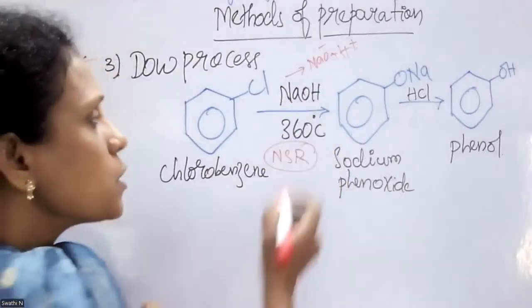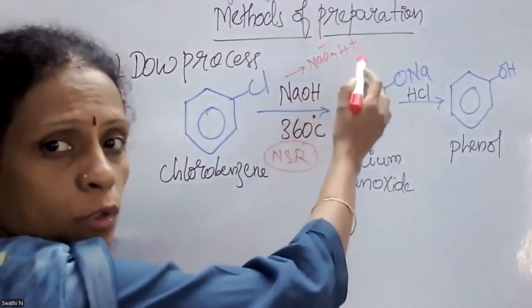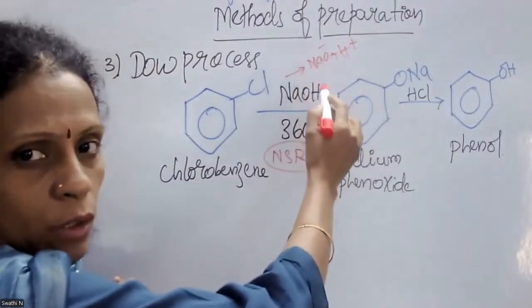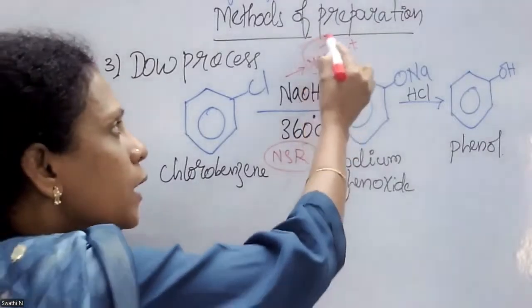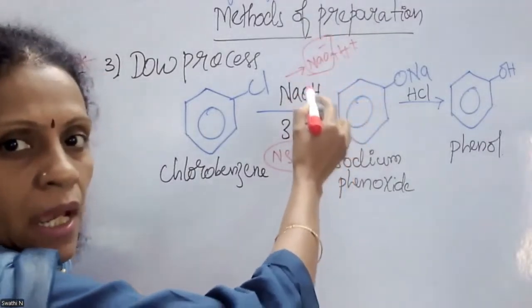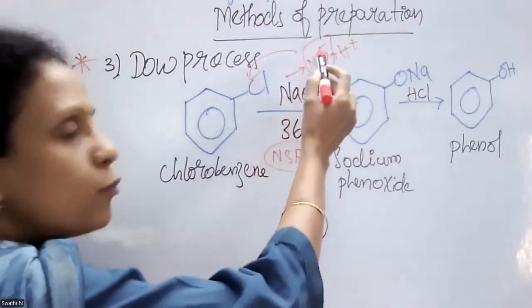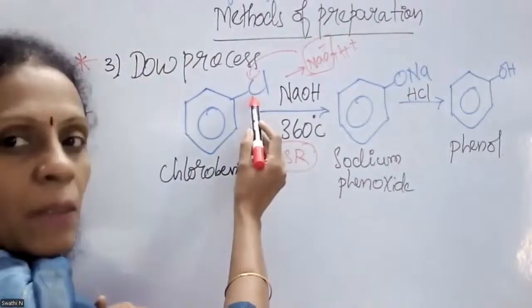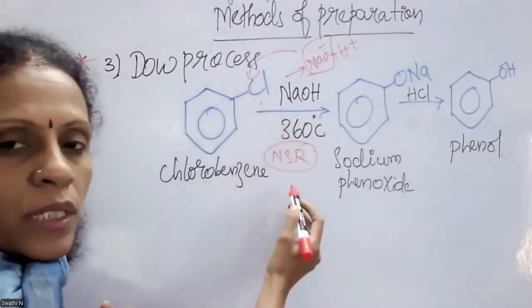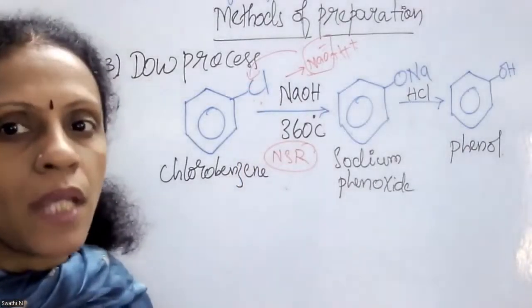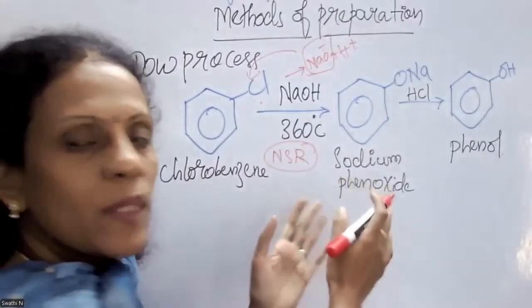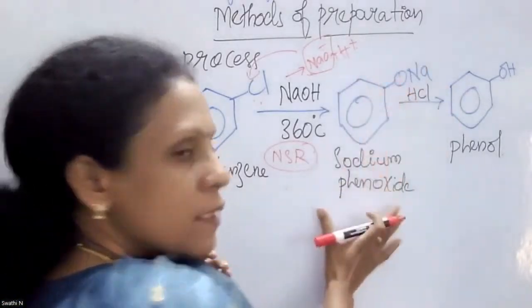In this reaction, sodium hydroxide dissociates to give protons and OH minus ions. These OH minus ions are nucleophilic in nature, and they will be replacing chloride ions. That means OH minus ion will be replacing Cl minus ions. So it is a kind of nucleophilic substitution reaction, as a result of which we will be getting sodium phenoxide as the product.